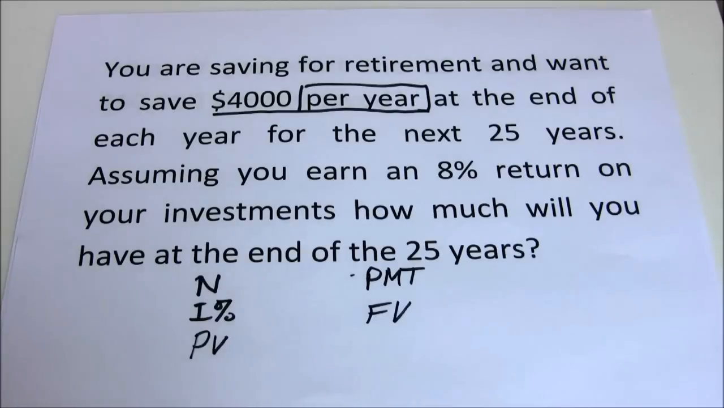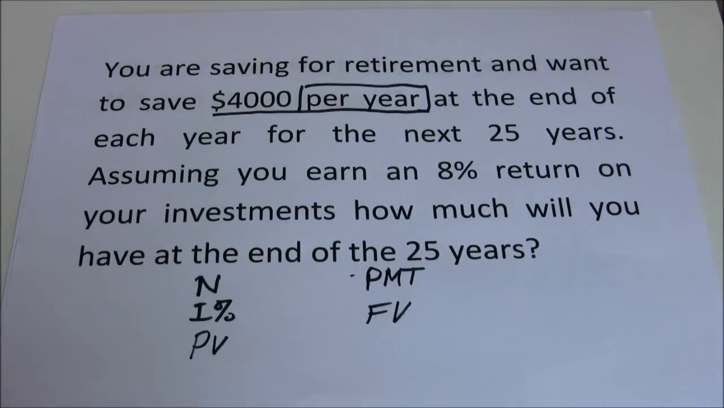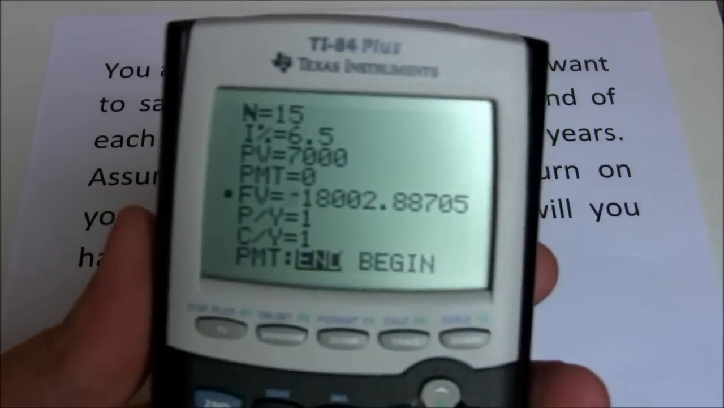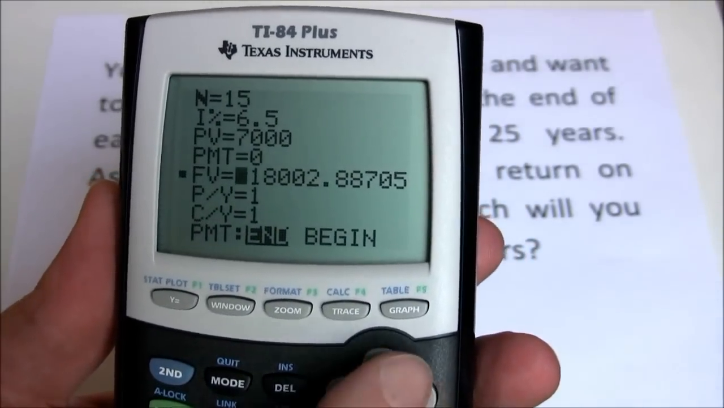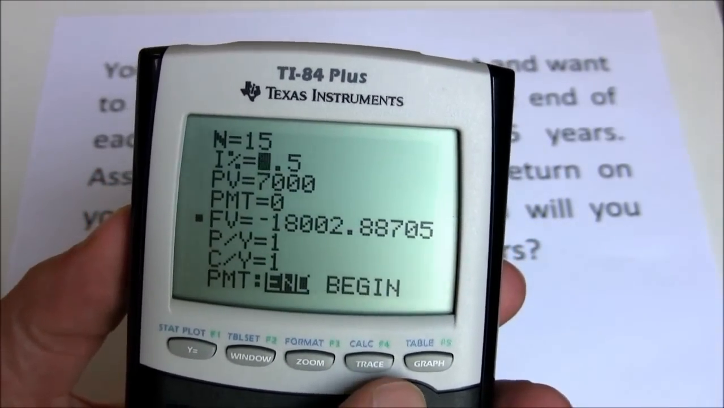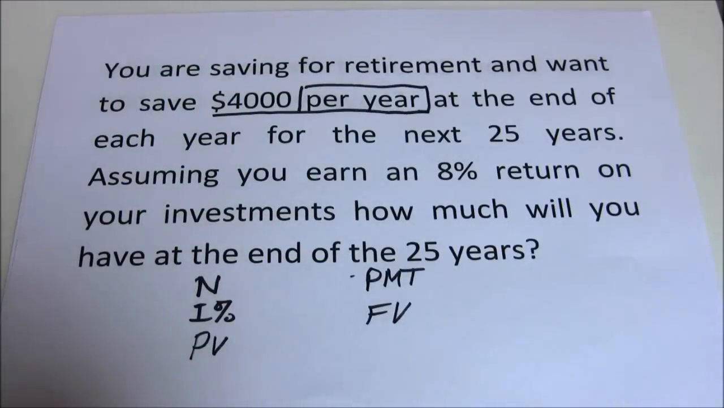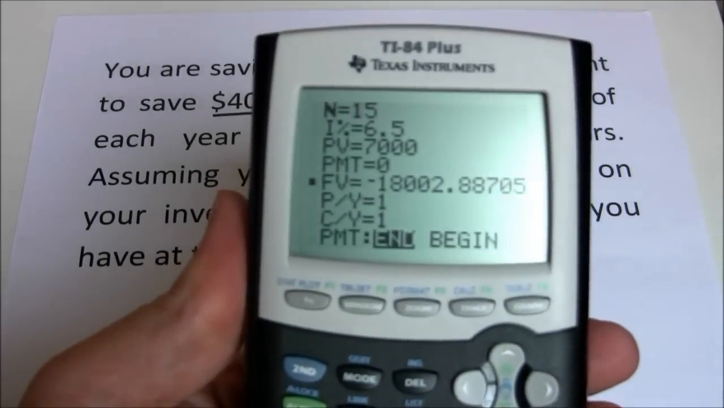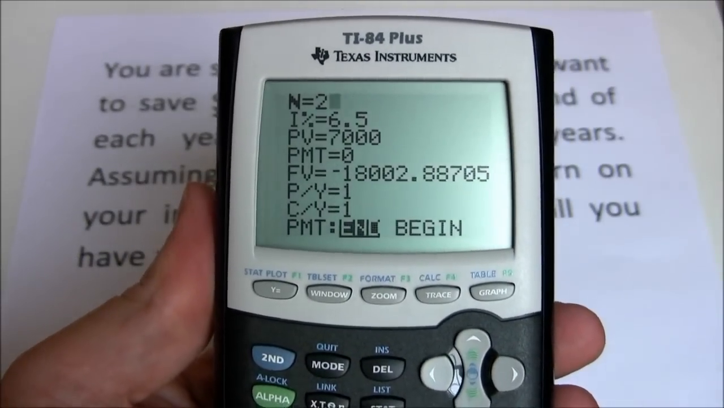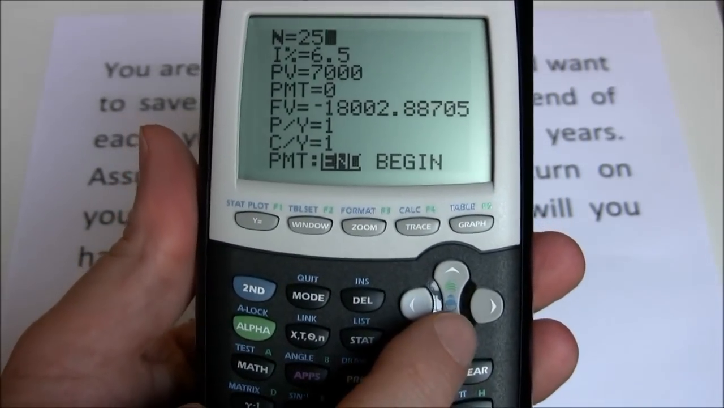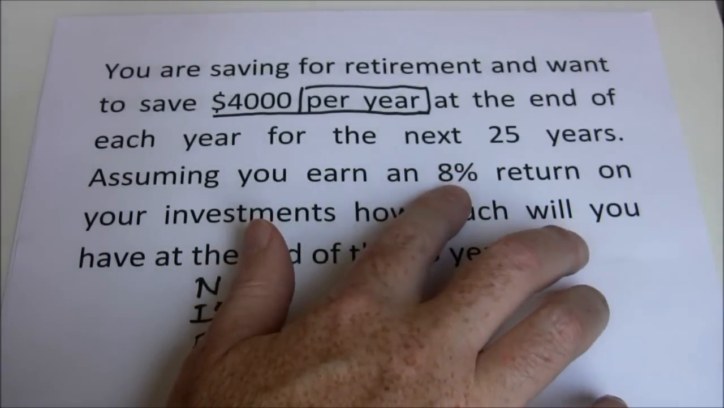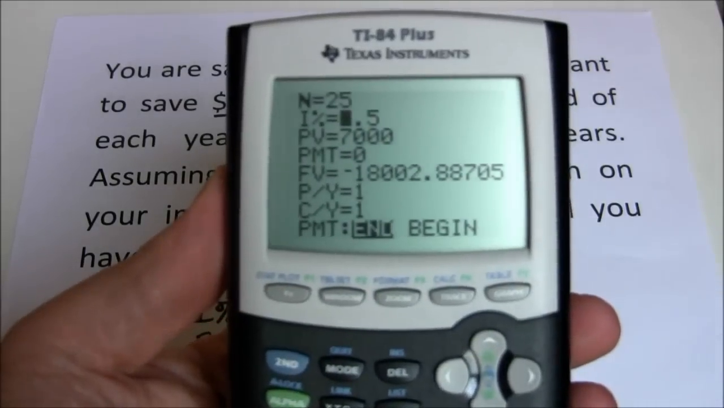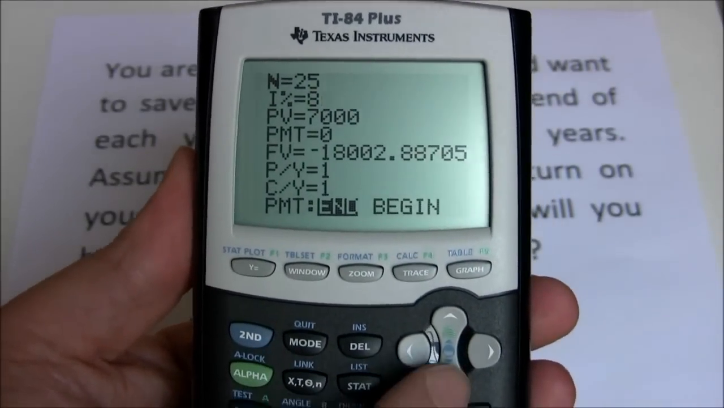So if we go to our 5-key approach, now we're going to go up to n, and we want that n to be 25 years. So just 25. Use the down arrow. Then we go to our interest. Here our interest rate is 8%. So we plug that in as our interest.